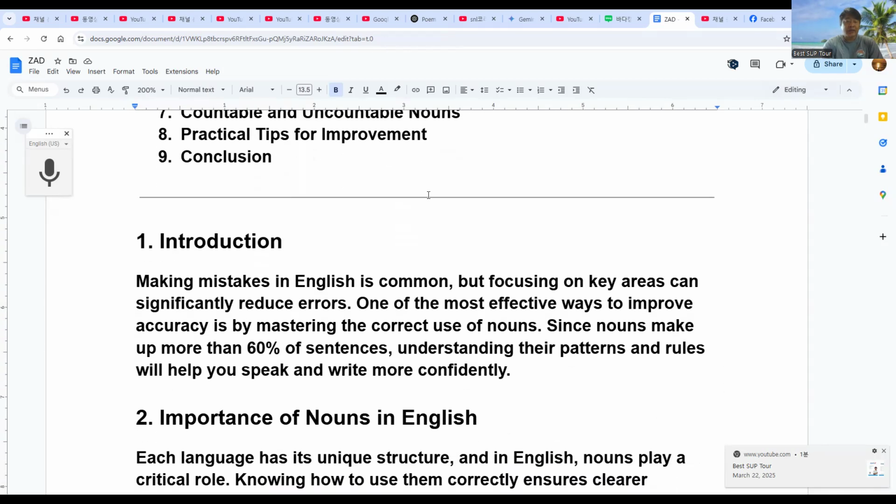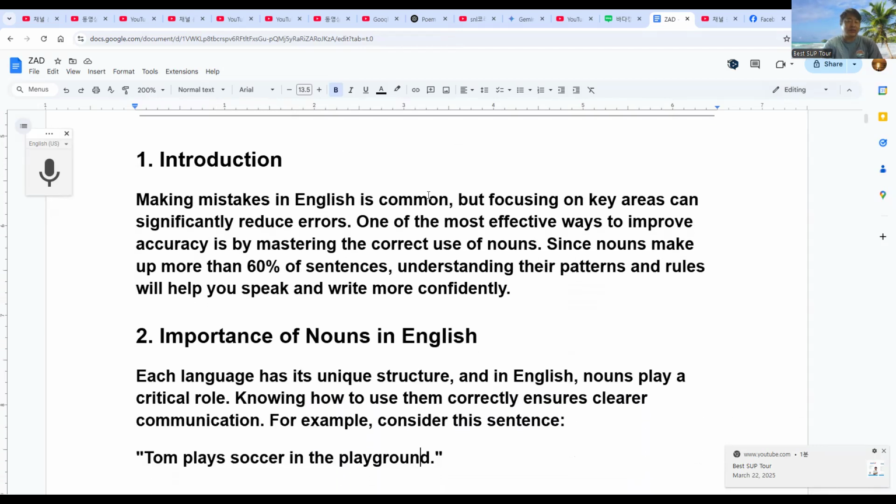Introduction. Making mistakes in English is common, but focusing on key areas can significantly reduce errors. One of the most effective ways to improve accuracy is by mastering the correct use of nouns. Since nouns make up more than 6% of sentences, understanding the patterns and rules will help you speak and write more confidently.